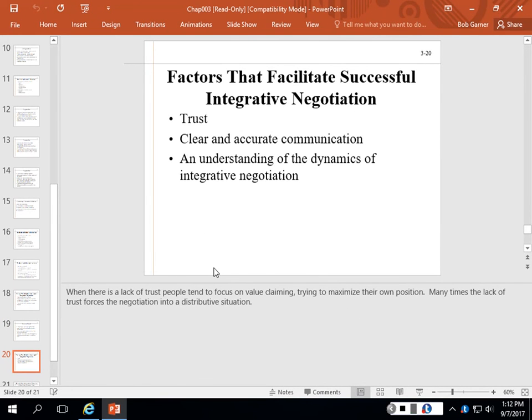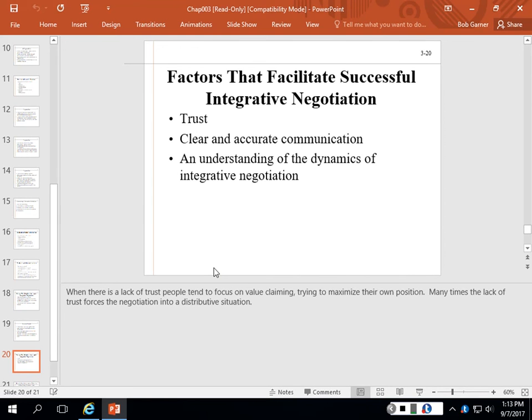All right, so what else facilitates successful integrative negotiation? First and foremost, trust. You cannot have an integrative negotiation unless you trust the person that you're dealing with. Clear and accurate communication comes with trust. If I trust somebody, then I'm going to share information with them.